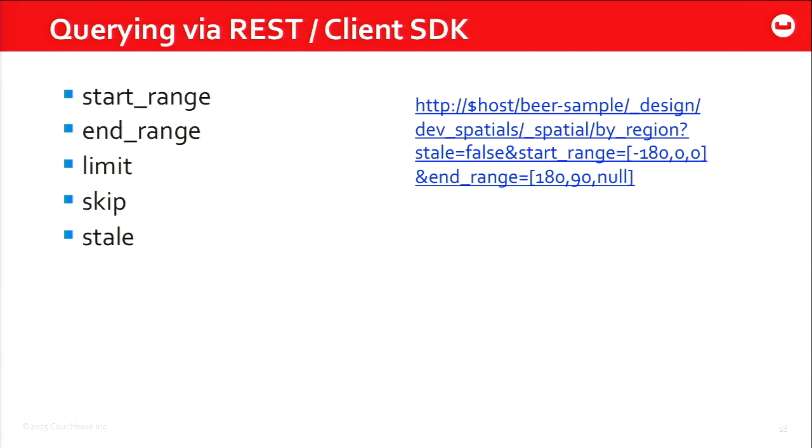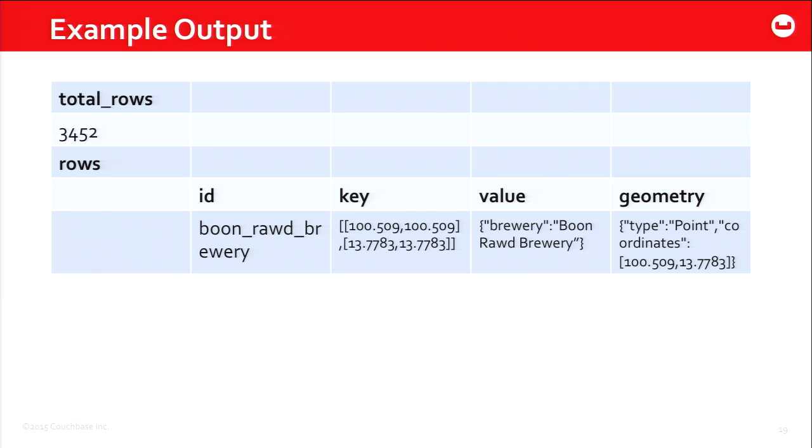Simon will show you something regarding this, but basically you can query our spatial views via our REST interface, and it feels more or less the same as our normal views. You can use start range, end range in order to specify which box you would like to query. As mentioned before, this box could even be multidimensional. An example output could look like this.